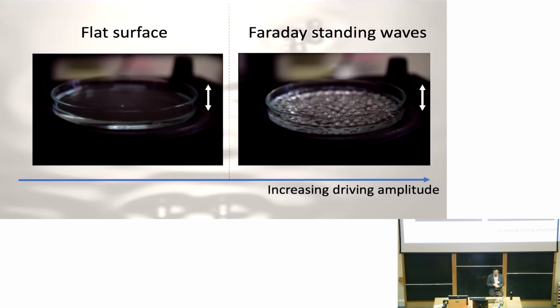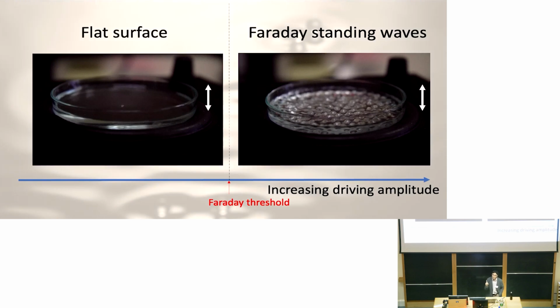All right, so if you take a container filled with liquid and you vibrate it vertically, then above some critical amplitude of vibration, the free surface of the liquid will no longer remain flat and it will become unstable, and you'll get these standing waves, which are known as Faraday standing waves. These were first discovered by Michael Faraday back in 1831, right? So you have a critical threshold below which your free surface remains flat, above which it becomes unstable to standing waves.